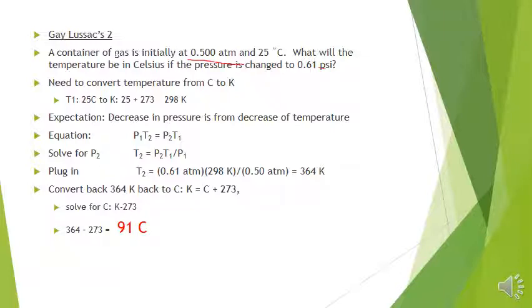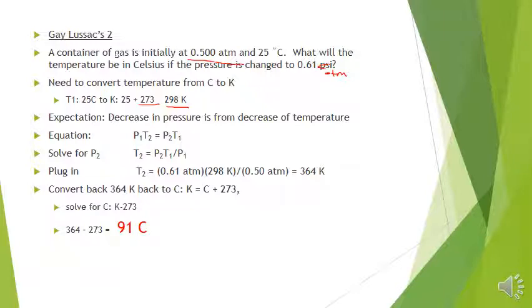All right, now the next one. Initial pressure is 0.5 atmospheres. The initial temperature is 25 C. The pressure's changed to 0.61 atmospheres. So what would the temperature be to increase the pressure? You're going to have to increase the temperature from 25 to something higher than 25. But first thing we have to do is change temperature to Kelvin. Add 273, you get 298.